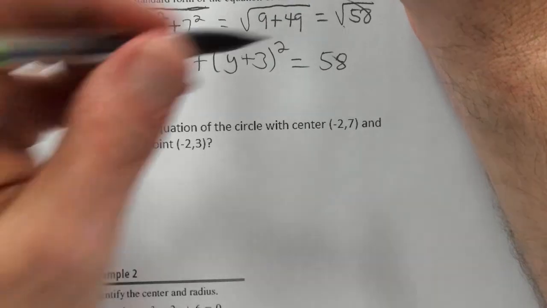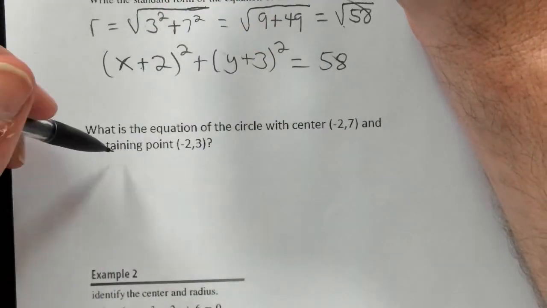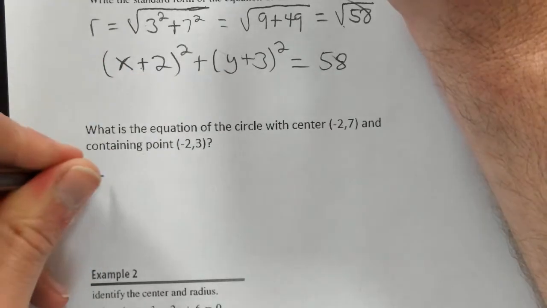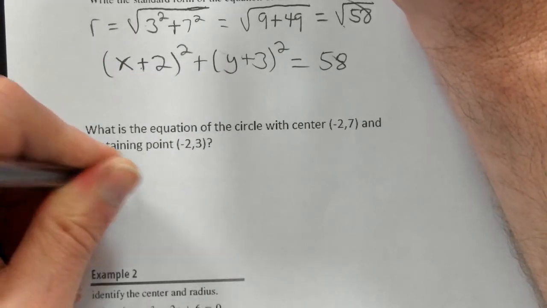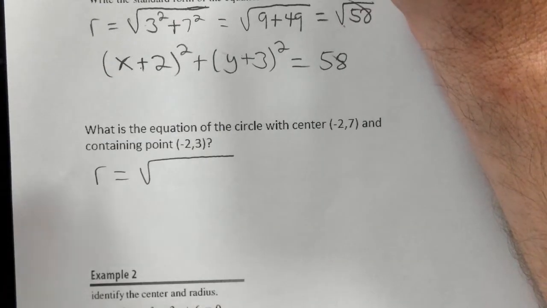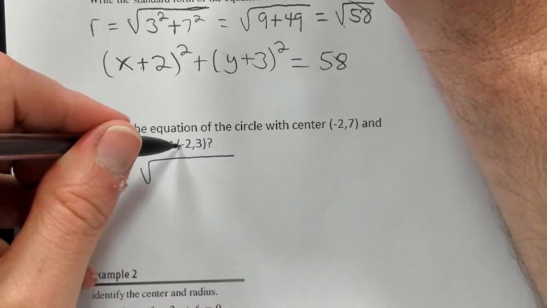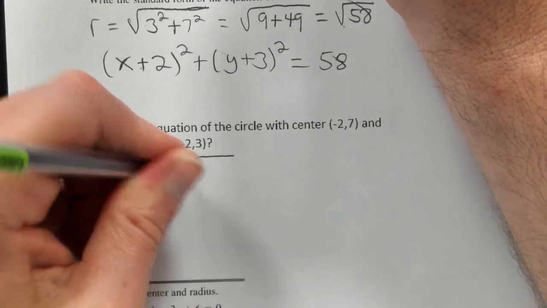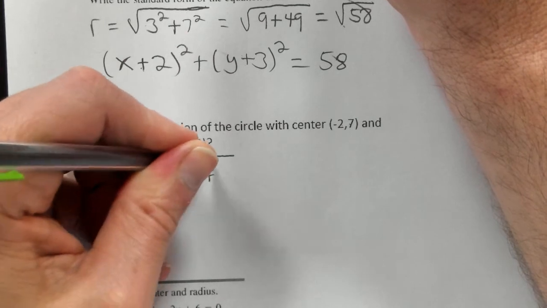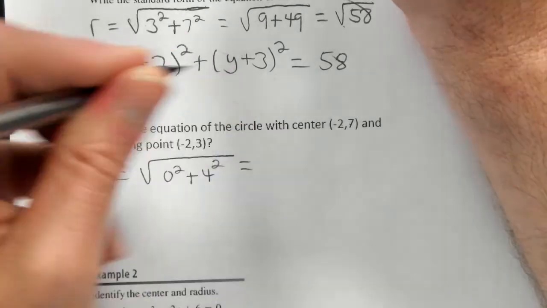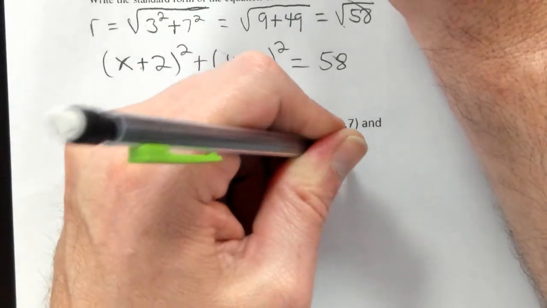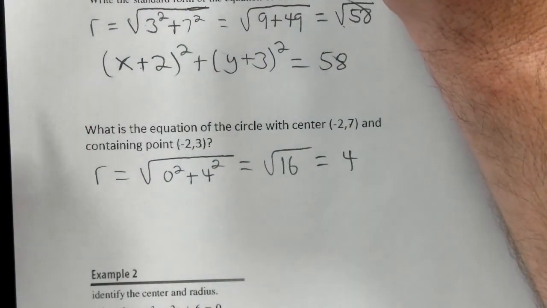We want to know what's the equation of the circle with the center negative 2, 7, containing the point negative 2, 3. Once again, we have the center. We need to find the radius, which can be done with the distance formula. So from negative 2 to negative 2, that's a change of 0. From 7 to 3, that's a change of 4. And so that becomes the square root of 16, which is 4. So my radius is 4.